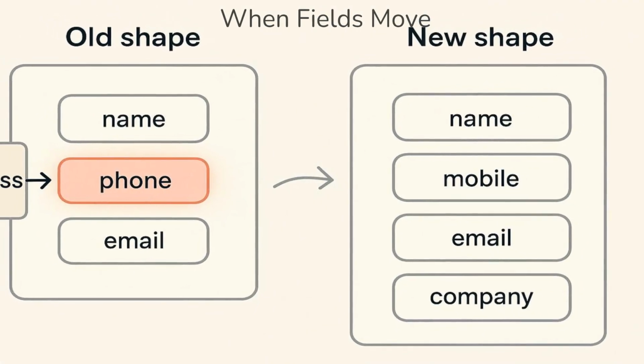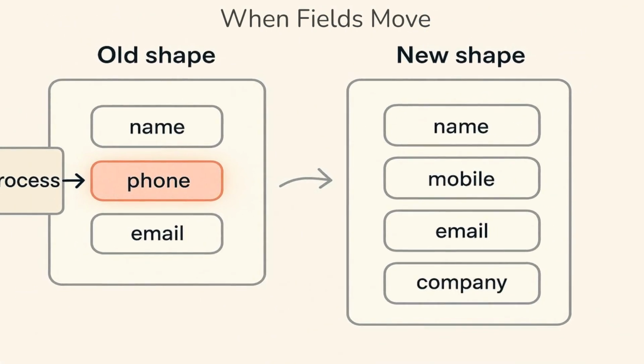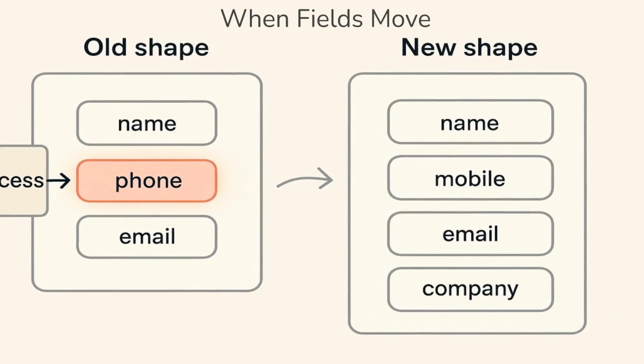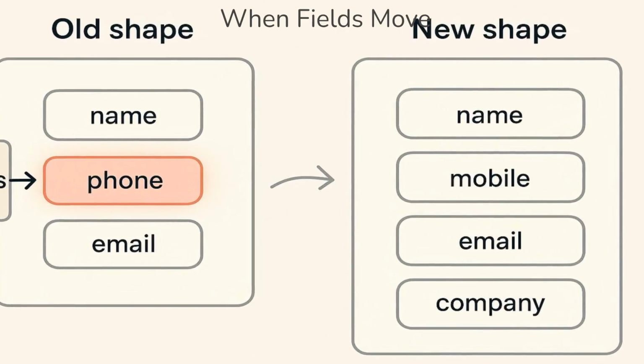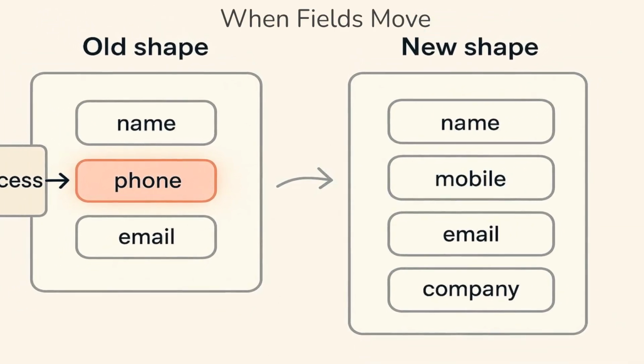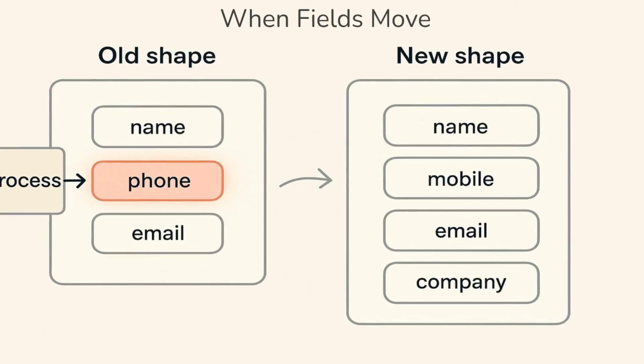Schema drift means the input's shape changes over time. A field might be renamed, removed, or reformatted, but the workflow assumes the old structure. The automation is still looking for yesterday's data shape, causing issues.